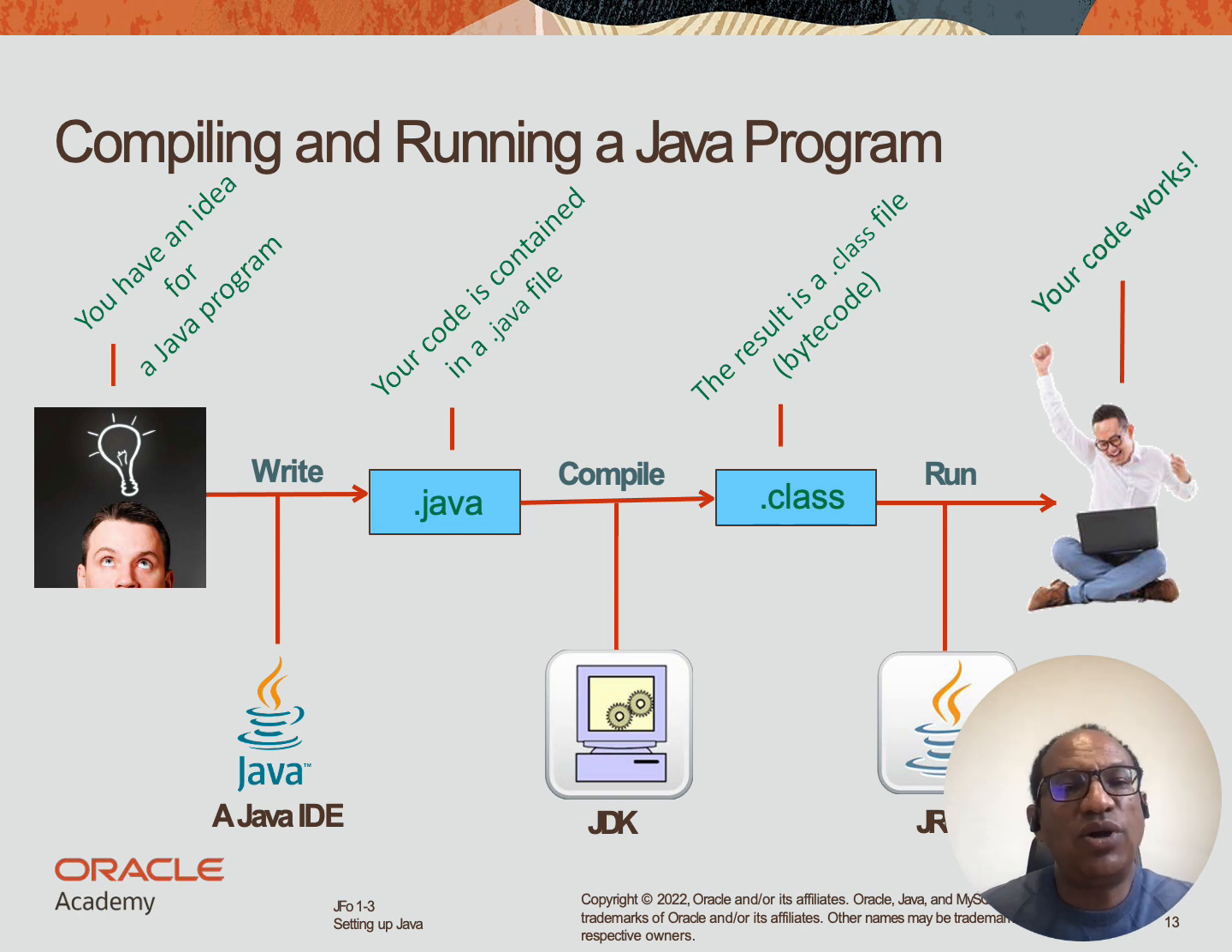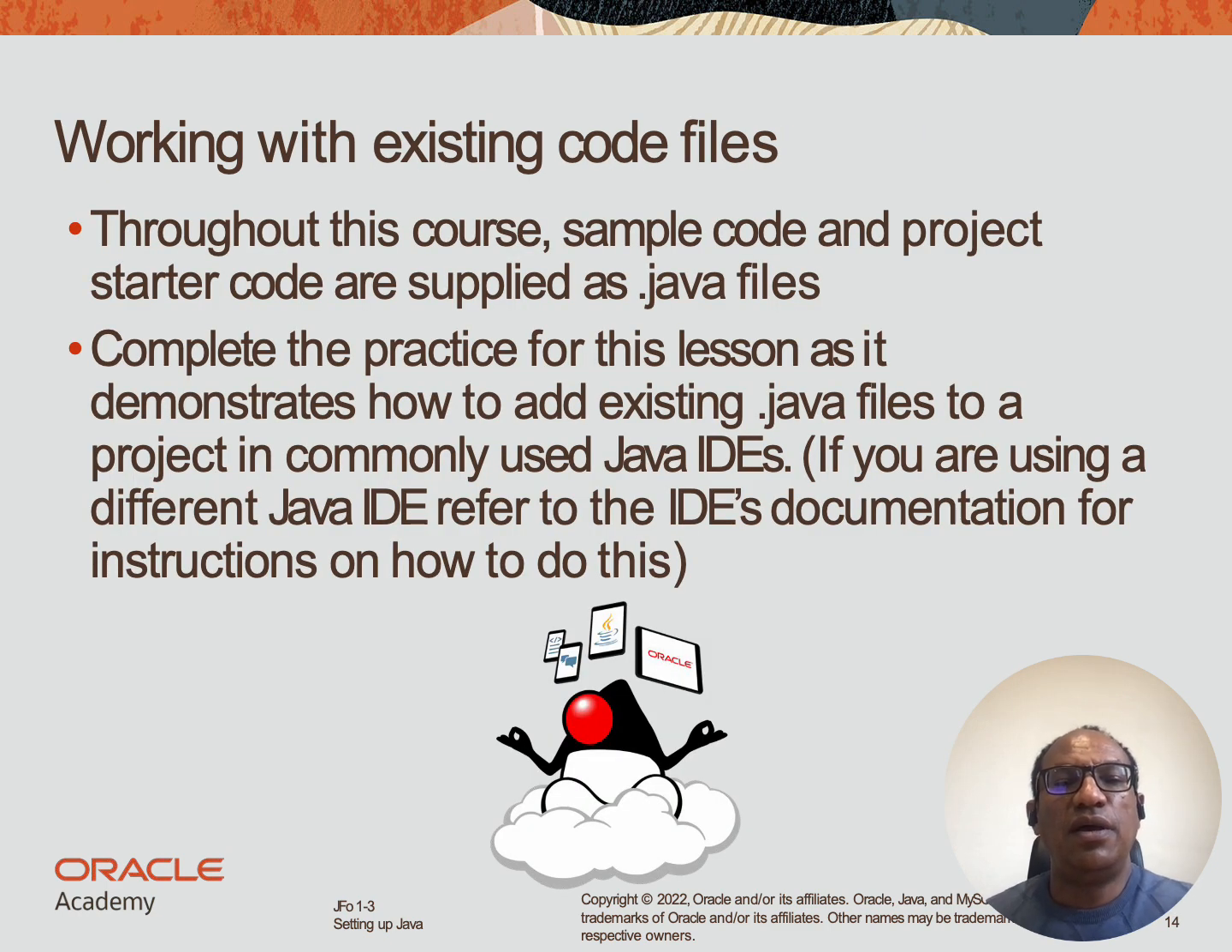The compiler component of the JDK compiles the source code into a bytecode file with a .class extension. This is called a Java class. The JVM component of the JRE runs the Java class. This is your Java program. Now, celebrate triumphantly when your code works, because most of the time it won't work. This diagram oversimplifies the debugging aspect of the development. You will be supplied .java files to work from. To do this, simply refer to the IDE's documentation for instructions on how to do this.